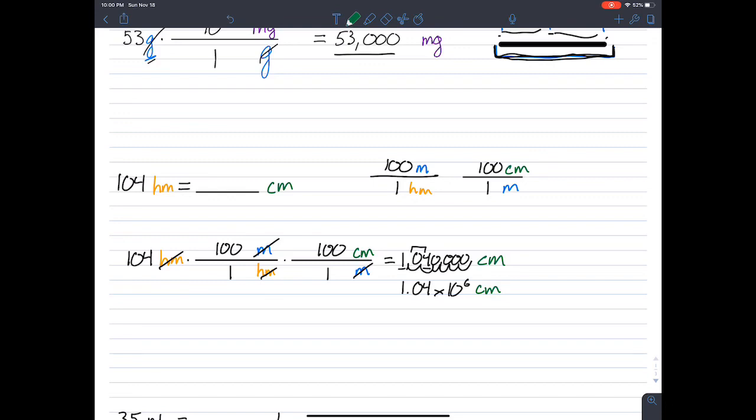All right, so we wrote that in scientific notation, and that's our answer in centimeters. Let me think if there's anything I forgot. John distracted me.